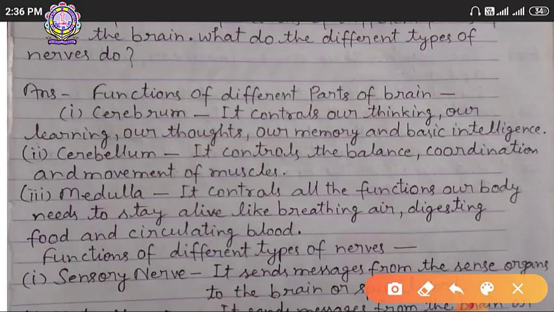Okay. Second heading is cerebellum. It controls the balance. What do you understand by this word balance? It controls the balance of our body, coordination, and movement of muscles. This is the function of cerebellum, that is the second part of our brain.